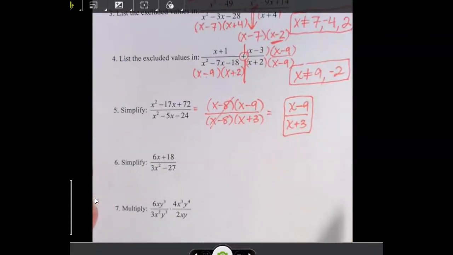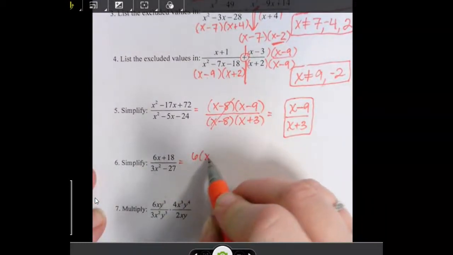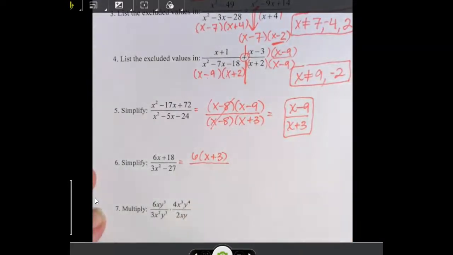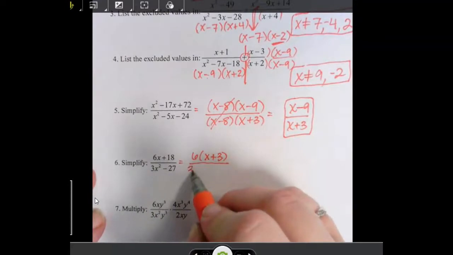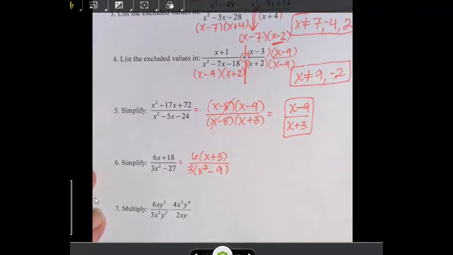Okay, in number 6, we're looking at a greatest common factor. So the numerator has a common factor of 6. So I factor that into 6 times the quantity x plus 3. And then my denominator has a common factor of 3. So I would factor that into 3 times x squared minus 9.